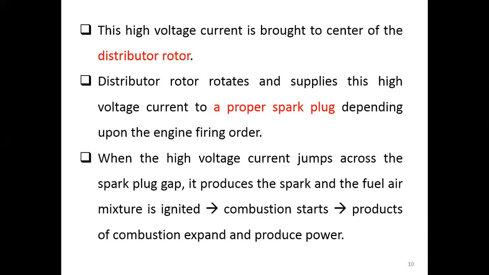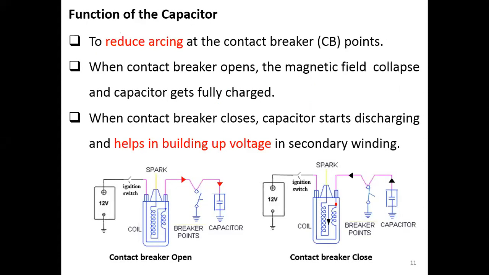So this is overall how the system works. Start from closing the ignition switch, the electric current goes to the primary circuit, primary winding. When the contact breaker opens, the magnetic field inside collapses. Because of the magnetic field collapse, the secondary winding will induce a high voltage, because of more turns of wire in the secondary winding.